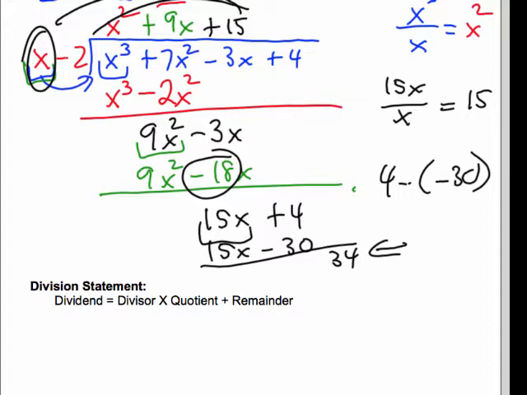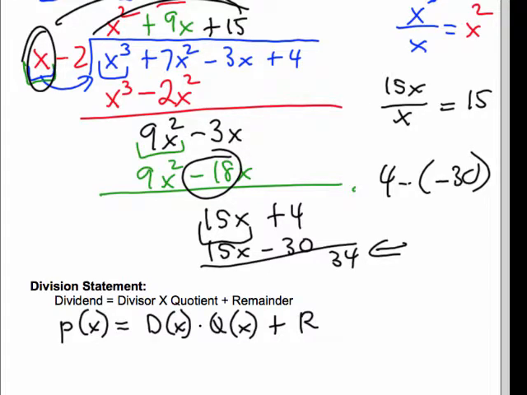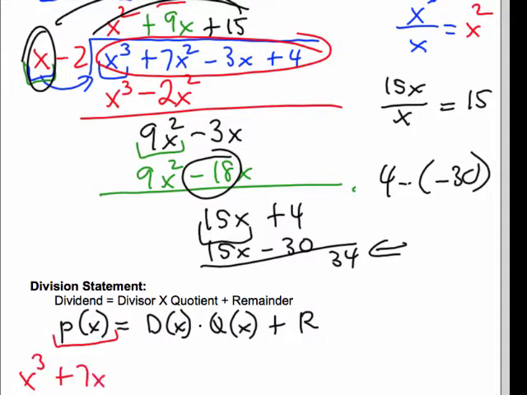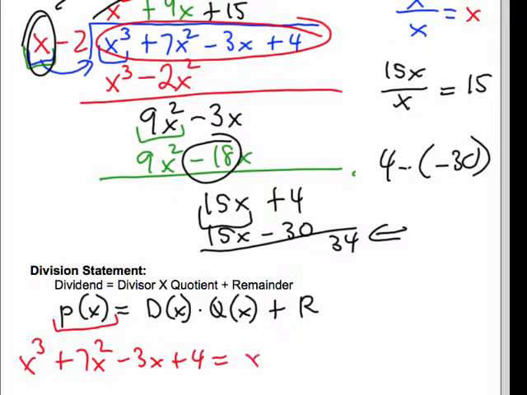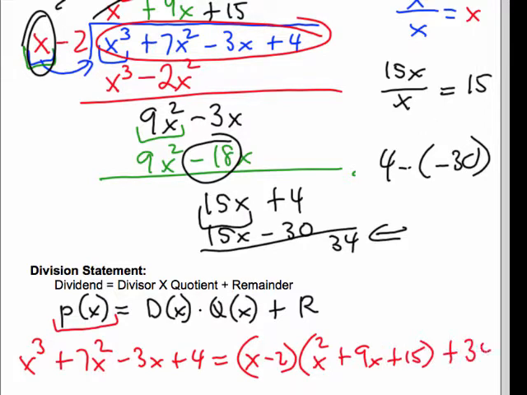And now, of course, I can check my work with my division statement. My dividend, which is my polynomial, p of x, I'll call it, that should equal my divisor, d of x, times my quotient, q of x, plus my remainder. Let's see if this is true. So my dividend, which is the cubic, does that equal x minus 2 multiplied by my quotient on top plus my remainder at the bottom.